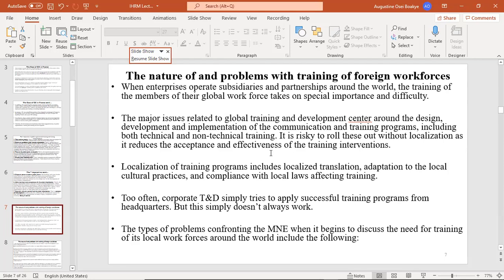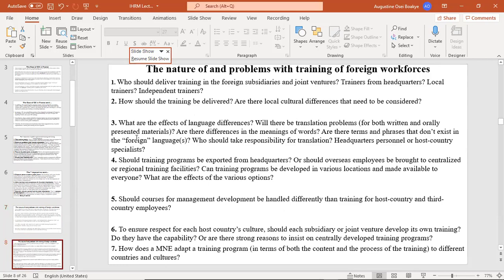So the type of problems confronting multinational enterprises when it begins to discuss the need for training of its local workforce around the world include the following. One, who should deliver the training in the foreign subsidiary or joint venture? Is it someone from the headquarters or someone at the subsidiary level? So we are asking whether trainers from the headquarters or local trainers or independent trainers that will be outsourced.